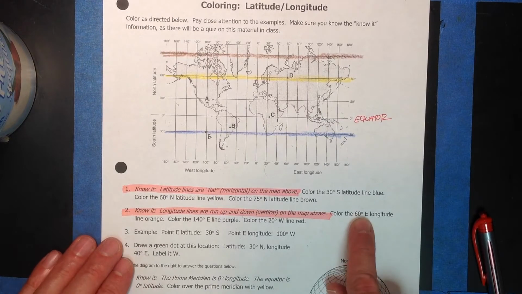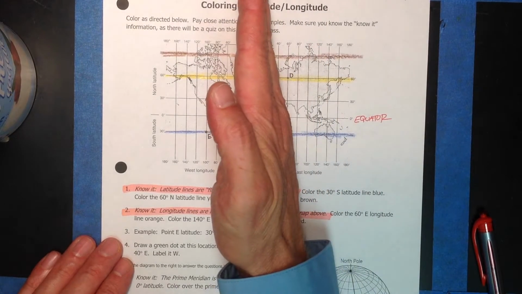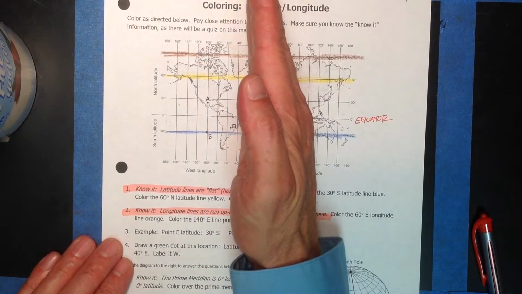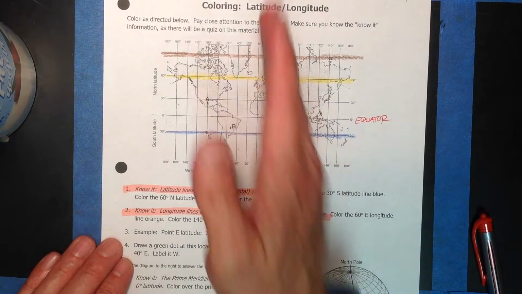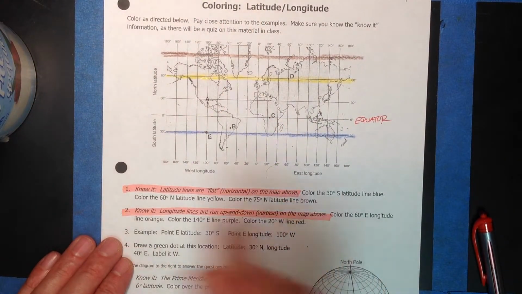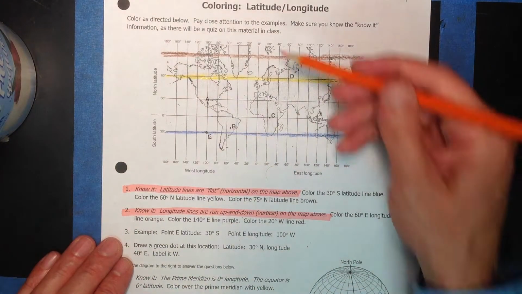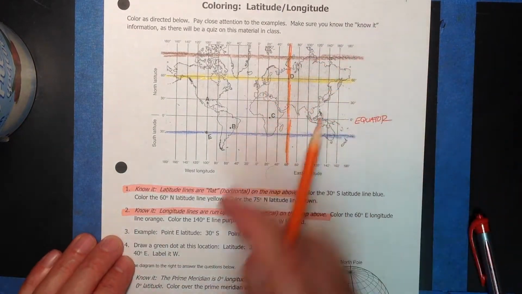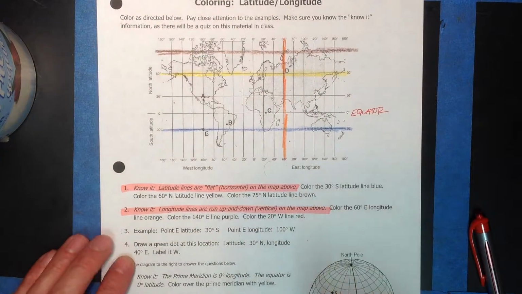And we're going to color the 60 degree east longitude line orange. So we're comparing it to 0 here. These are east of 0. This is called the prime meridian, which is 0. And these are all west. So what are we doing? 60 degrees east. And we're coloring it orange. And it's this one right here.